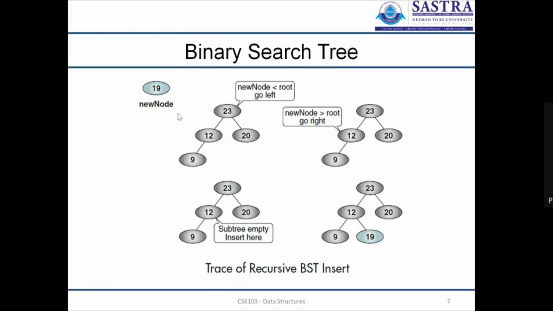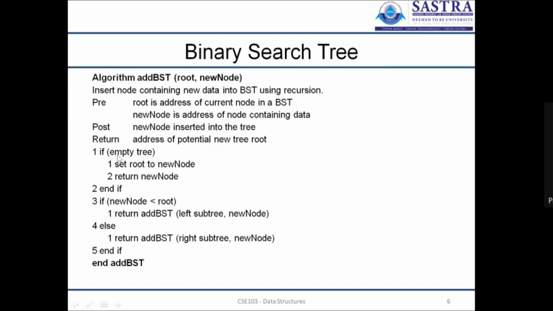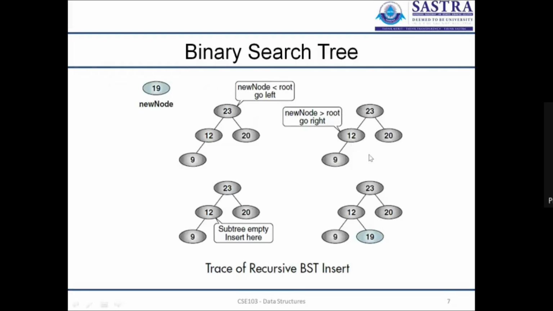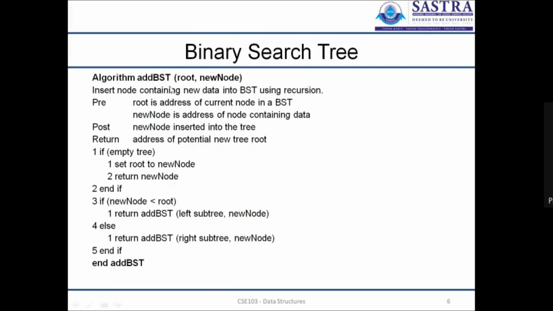Now again the new node is greater than root, that is 19 is greater than 12. So recursively send the right of 12 to the add function. What is the right of 12? It is null. Null means it will come to this if condition. 12's right and the new node, both pointers will be passed to the recursive call. This recursive call will go to the add function.